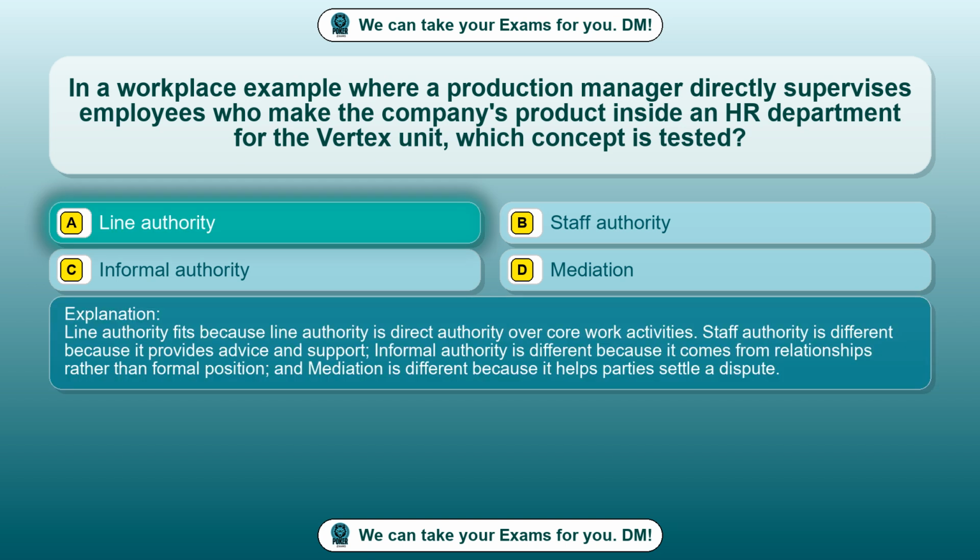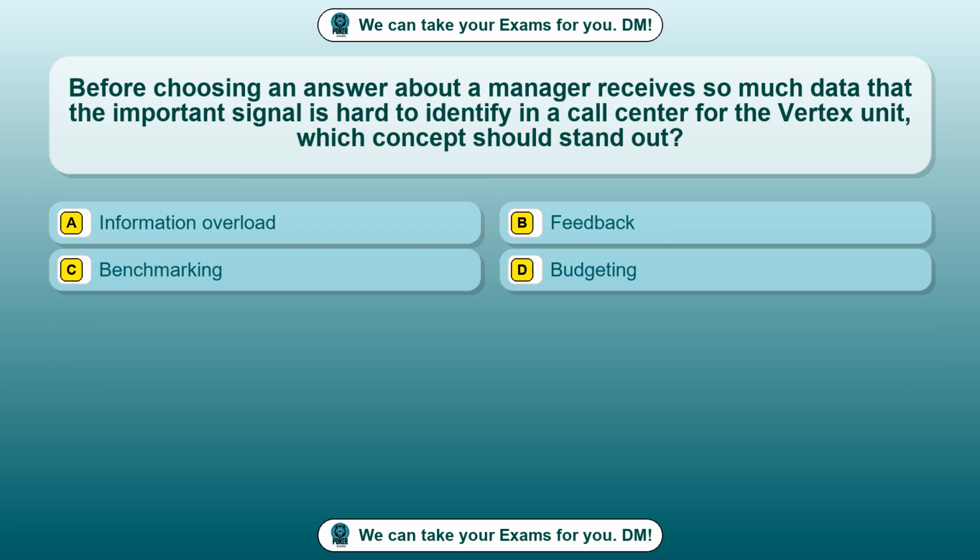Line authority fits because line authority is direct authority over core work activities. Staff authority is different because it provides advice and support. Informal authority is different because it comes from relationships rather than formal position, and mediation is different because it helps parties settle a dispute. Question 36.